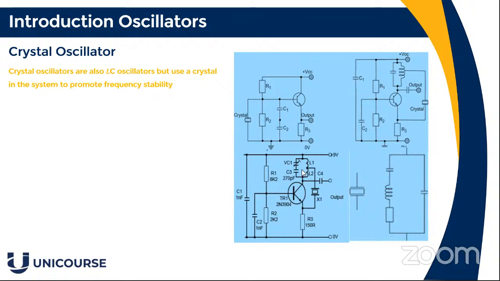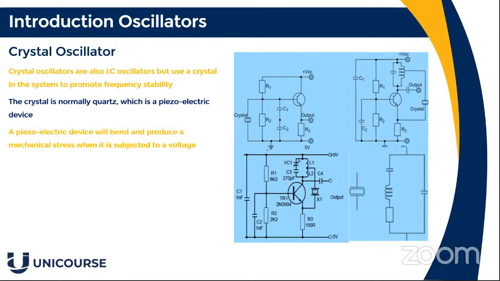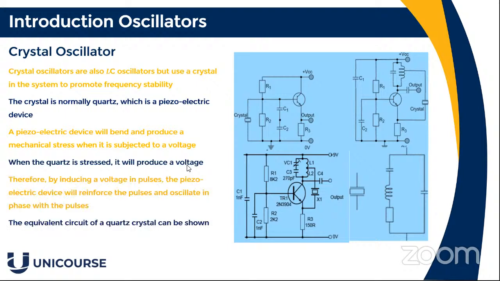But let's say we've got the tank circuits on the top here, always on the collector. And they're quite stable, a nice little circuit to build, and quite easy to construct. So it's a piece of quartz crystal, which is a piezoelectric device. The device bends and produces a mechanical stress when subjected to a voltage, and therefore we can create this frequency.